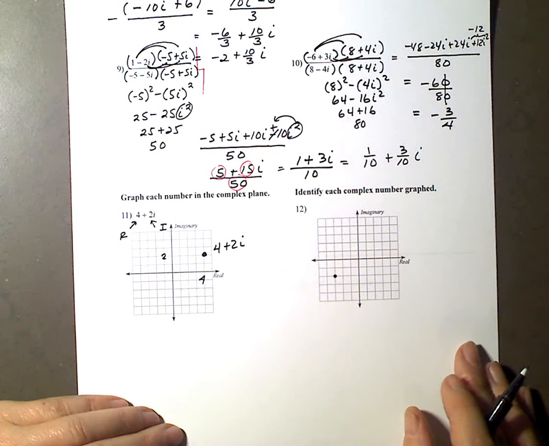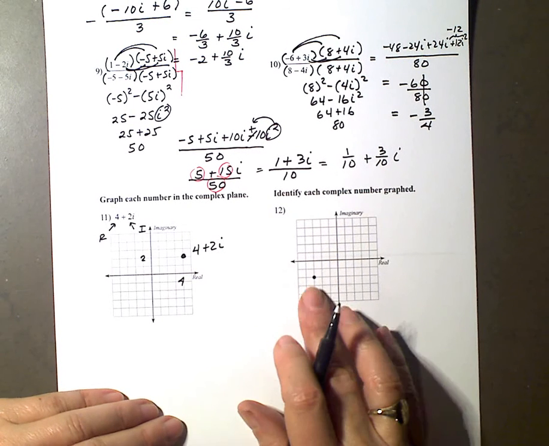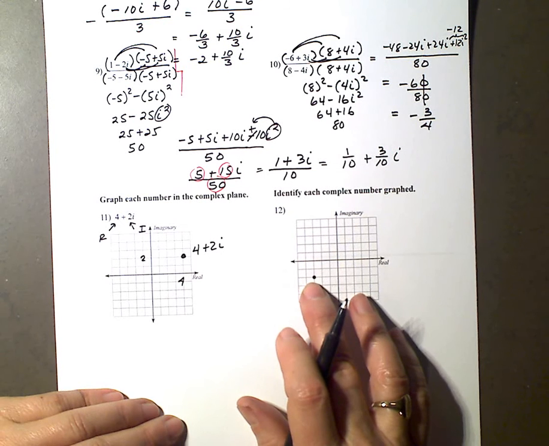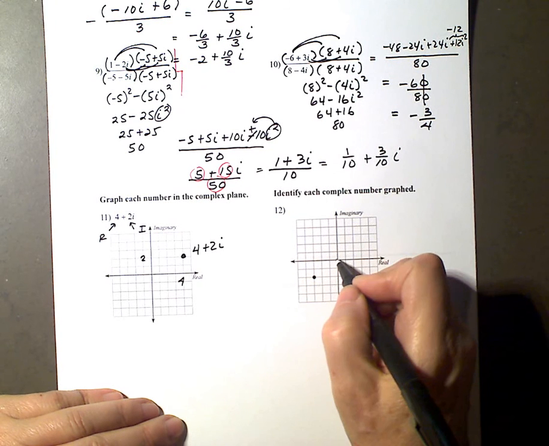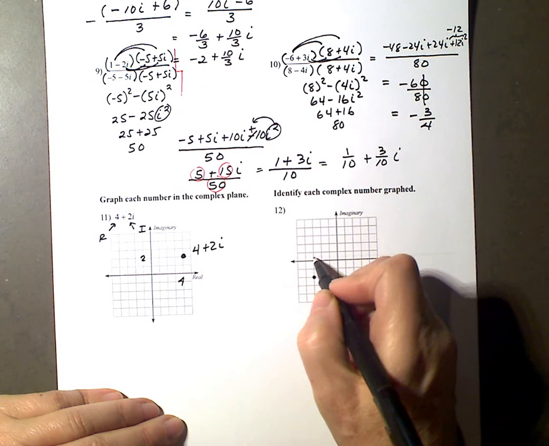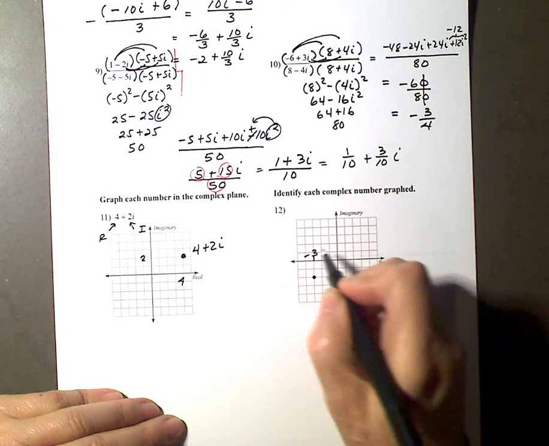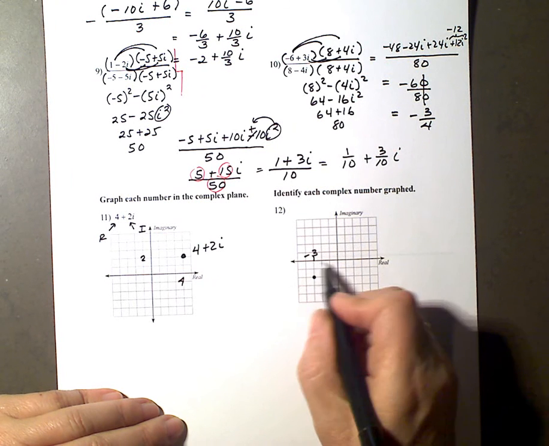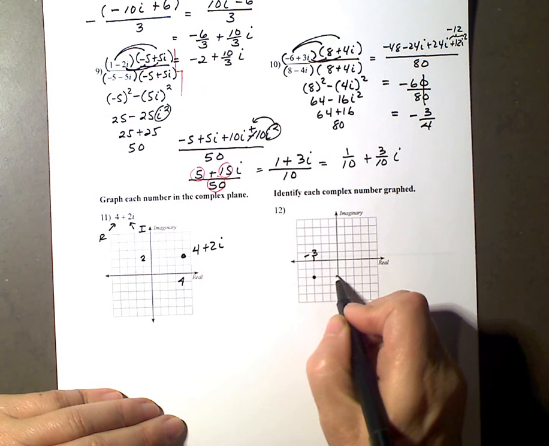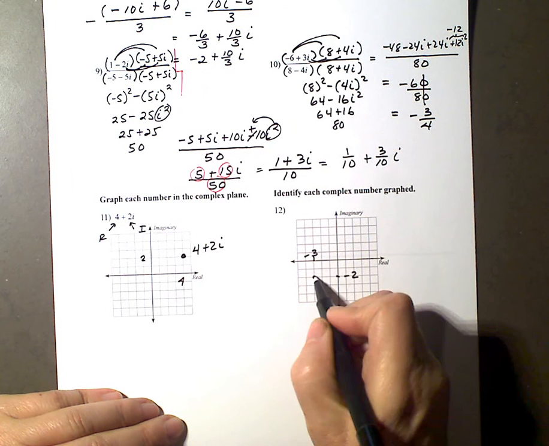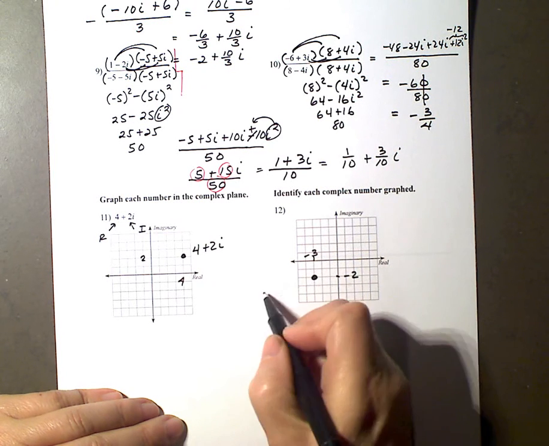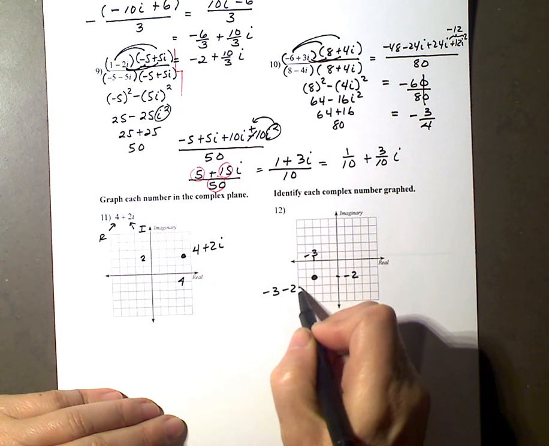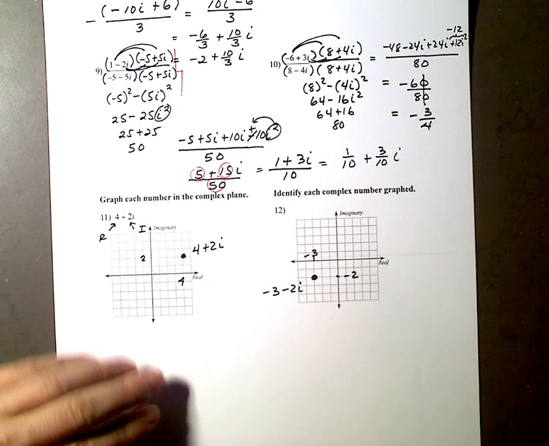Okay, so then in number 12, I have a point, and I have to tell what it is. So this is 1, 2, 3 at negative 3 on the x-axis, on the real axis, and on the imaginary axis, I'm down at negative 2. So that point is negative 3 minus 2i. Okay?